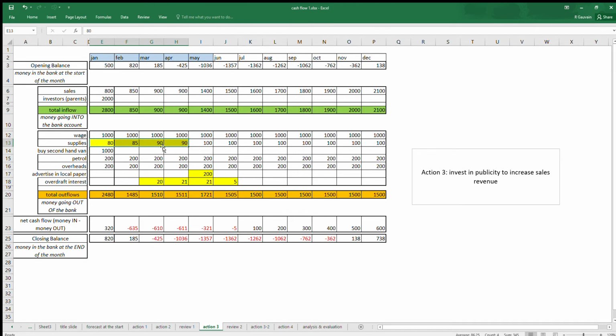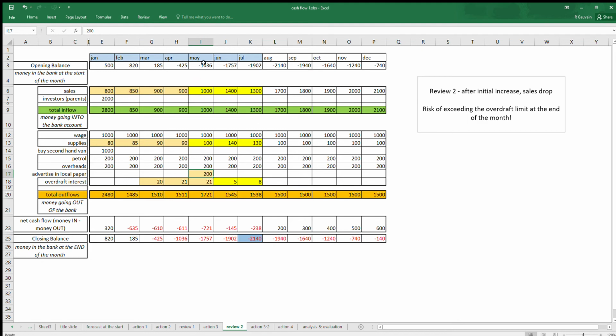But those don't quite offset the fact that the bank is going to charge you interest for the use of the overdraft. The overdraft does incur interest, and this interest will be a cost that the business has to bear, and that will be accounted for in the cash flow table.